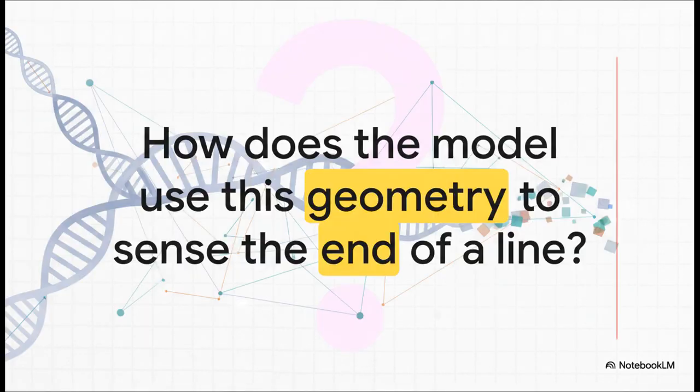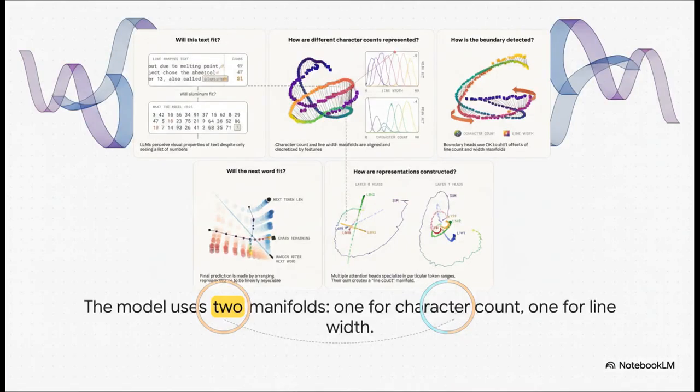Okay, so the model has this amazing, sophisticated, and frankly, beautiful way of knowing where it is on the line. But how does it actually use that geometric map to figure out when to break the line? How does it get that sense that it's getting close to the edge? Well, knowing your current position is only half the battle, right?